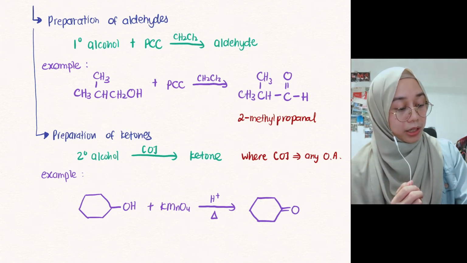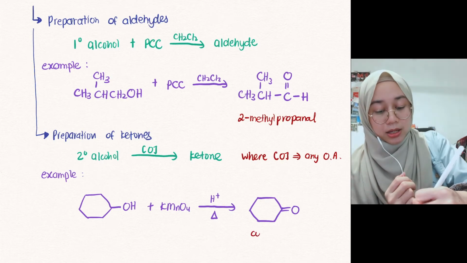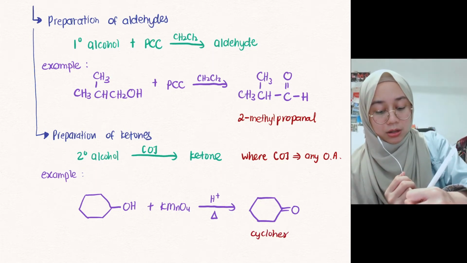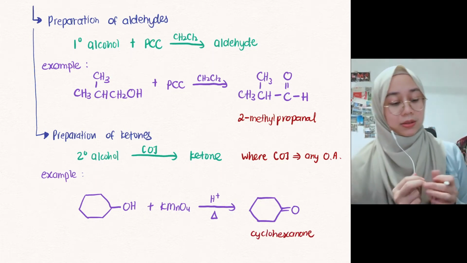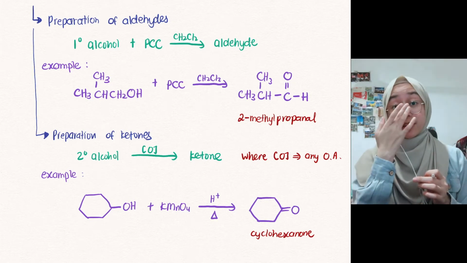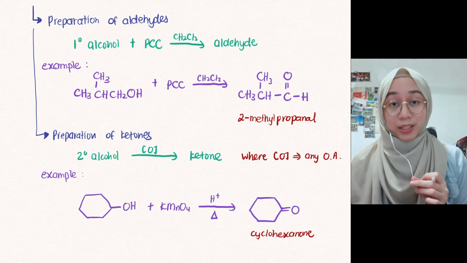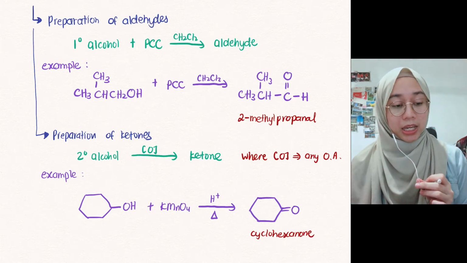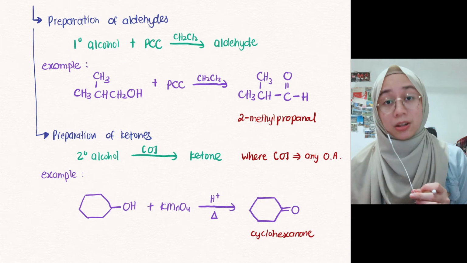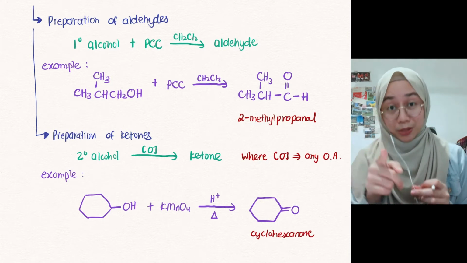So the name for this is cyclohexanone. Okay, so we're done with the preparation of carbonyl compound. Okay, so let's go to the next one then. Let's have a look at the chemical properties of aldehyde and also ketone.